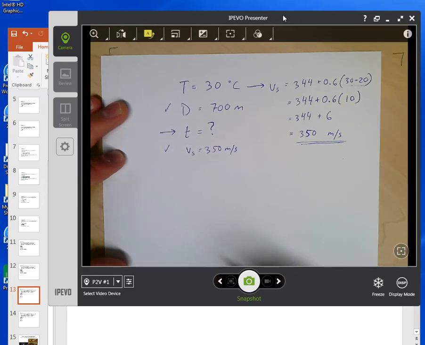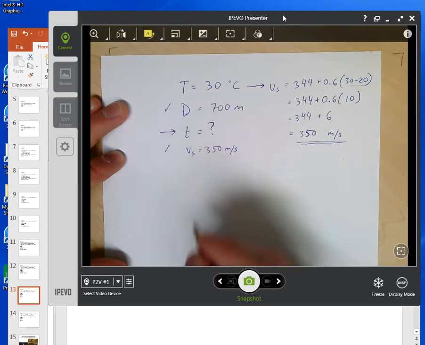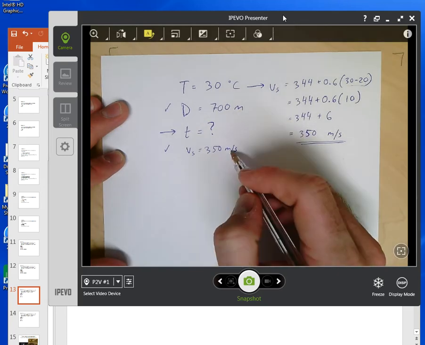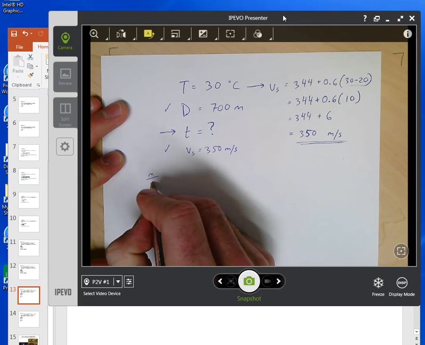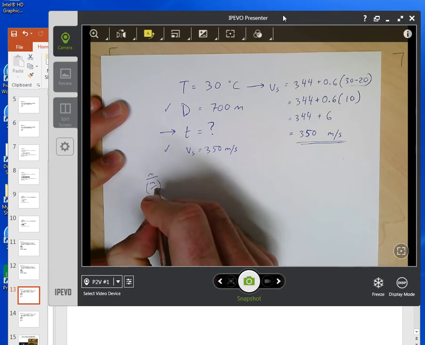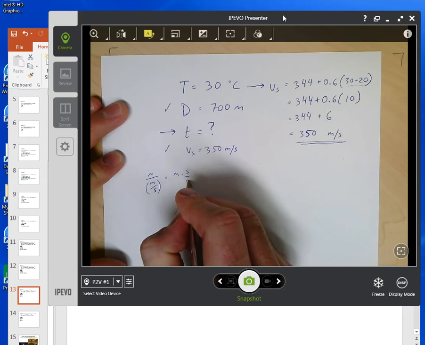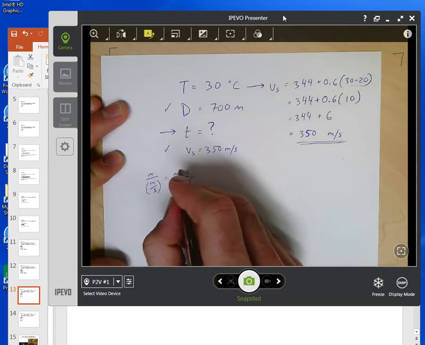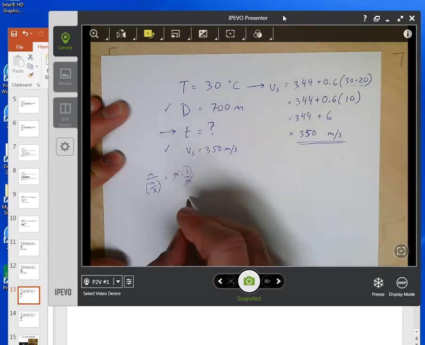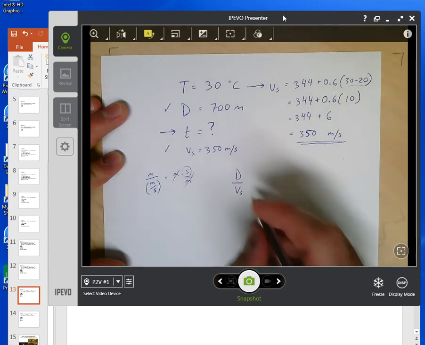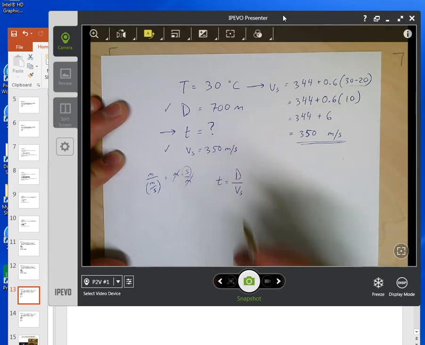Even if I can't remember a formula like distance equals rate times time, I could look at the units here. We have meters and meters per second. If I divide meters by meters per second, as we discussed about units earlier, this is like saying meters times seconds per meter. Flipping the denominator, meters cancels out and we're left with seconds. So distance divided by speed of sound would be equal to time.